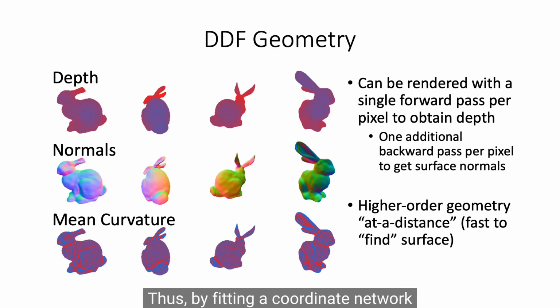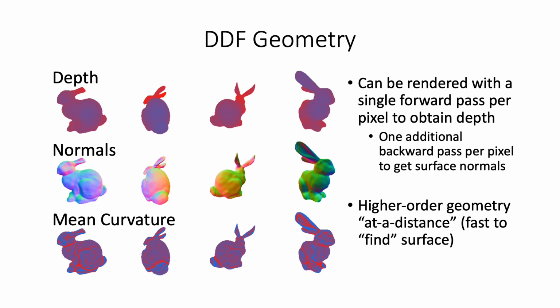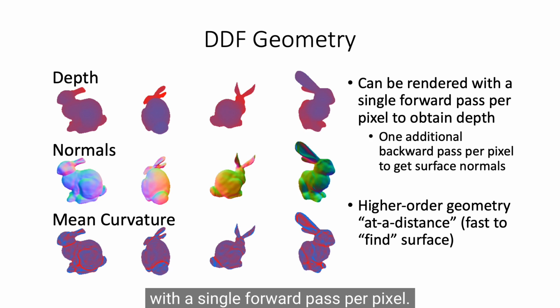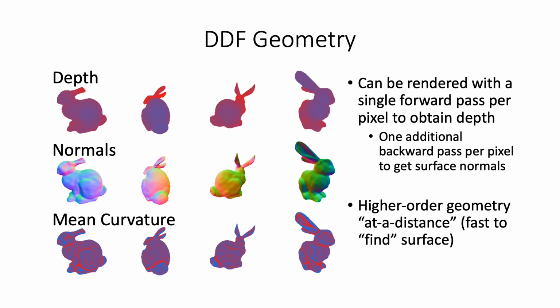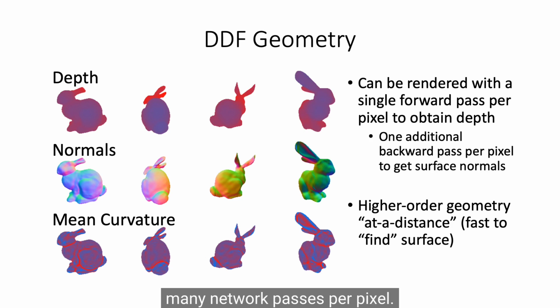Thus, by fitting a coordinate network to a 3D shape, we obtain a representation that can be depth rendered with a single forward pass per pixel. In addition, we can obtain surface normals with an additional single backward pass per pixel and curvatures as well. This ability to obtain higher order geometry at a distance is in contrast with existing techniques that require many network passes per pixel.